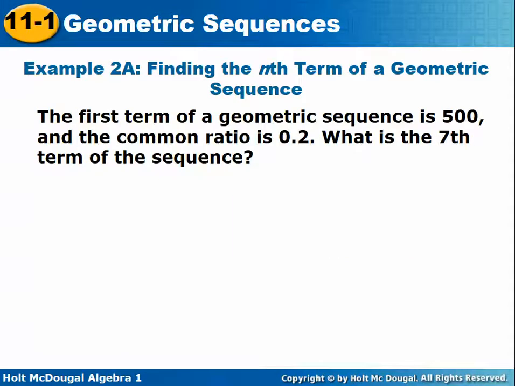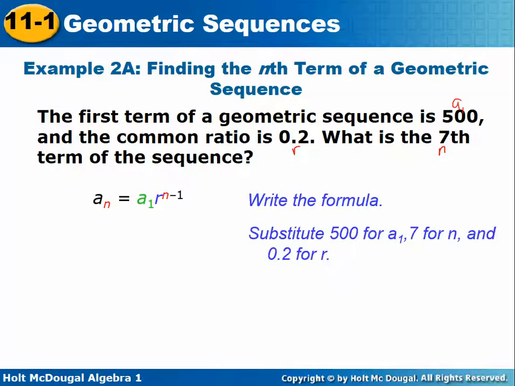All right, so let's look at an example. The first term of a geometric sequence is 500. Well, that's a sub 1, the first term. The common ratio is 0.2, that's r. What is the 7th term? That's what we're going to use for n. So we have to identify each of those variables from the problem. Then you write the formula down, and then you replace n with 7, r with 0.2, and a with 500.